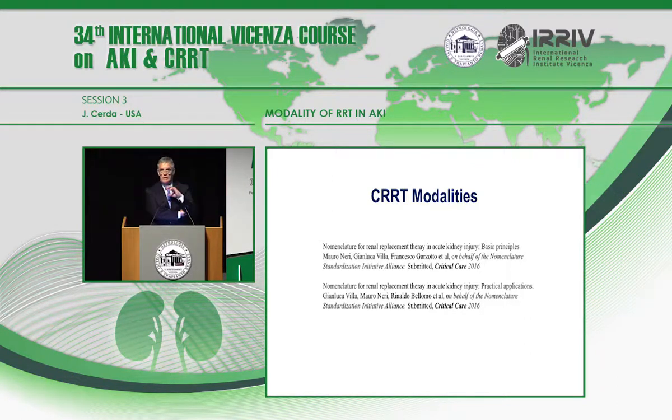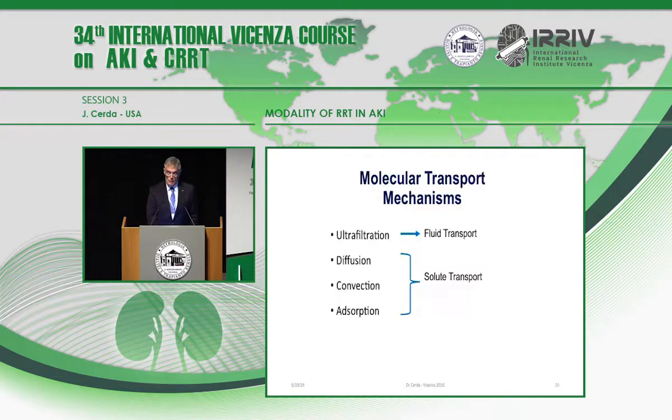we have been doing in collaboration with Claudio and many others that are in this audience and in this list, especially Mauro Neri, Gianluca Villa, and Francesco Garzotto, who have collaborated very strongly in developing 2 papers that have been submitted, that we hope will be published very soon, on nomenclature for renal replacement therapy in acute kidney injury, both basic principles and practical applications. I will be going quickly over the calculations. You're very welcome to have all my slides because I will not be able to go into details.